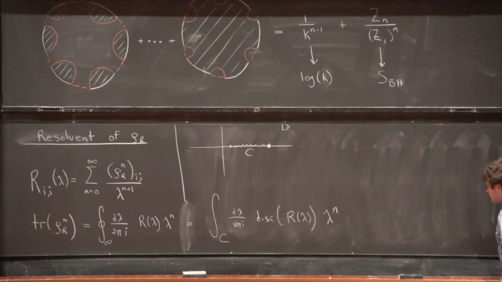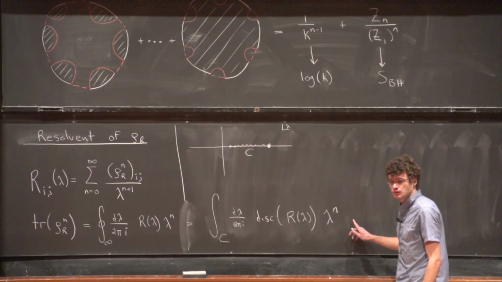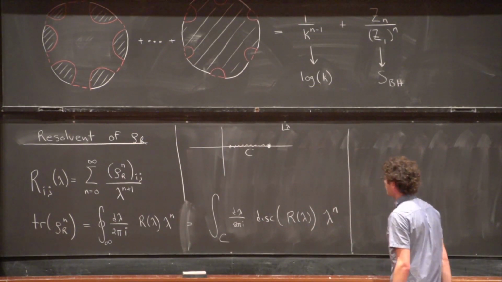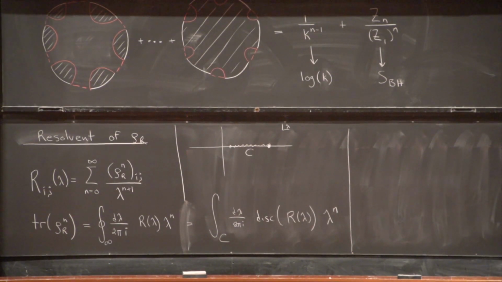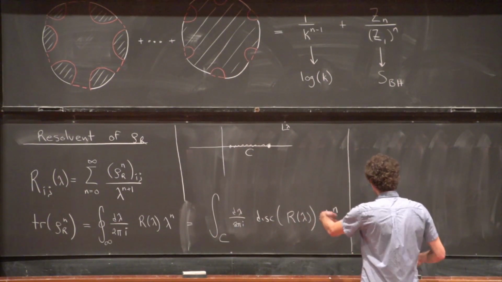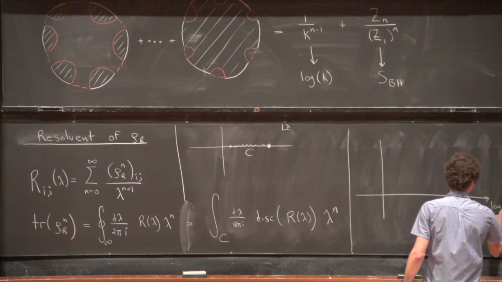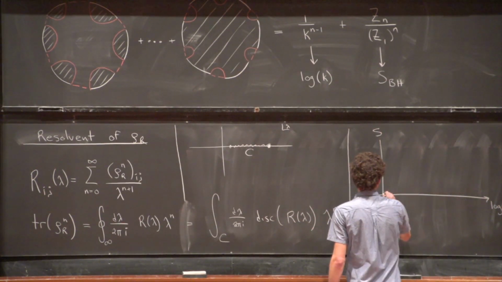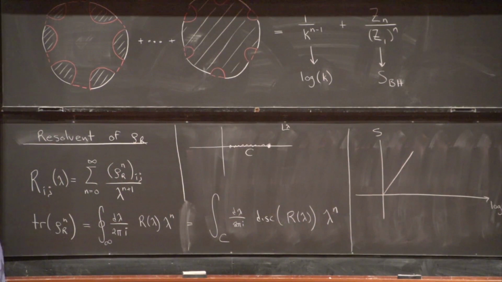In particular, to compute the von Neumann entropy, you just put here lambda times log lambda. If you take the approximate expression for R of lambda that Jeff worked out in the appendix, and you do the integral, then you find the following as a function of log k. The entropy looks like this. It's linear.